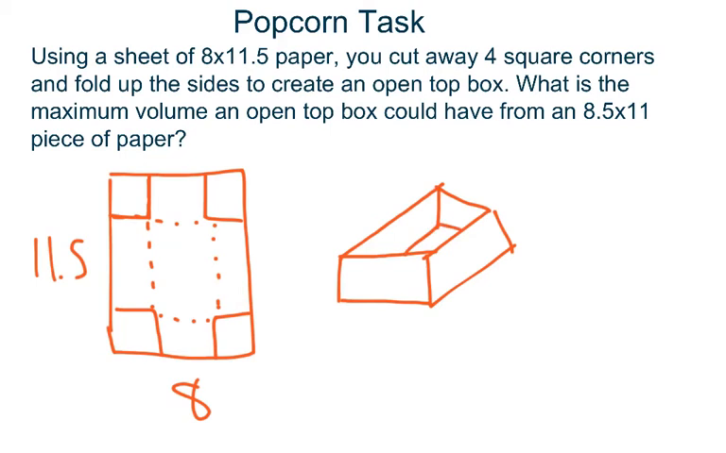Alright, so imagine taking a piece of paper, and if you have one at home, you're more than welcome to cut away 4 square corners, fold up the sides, tape them together, and you'll have this little open top box that we do. And what we're trying to do is figure out what's the maximum volume an open top box could be.